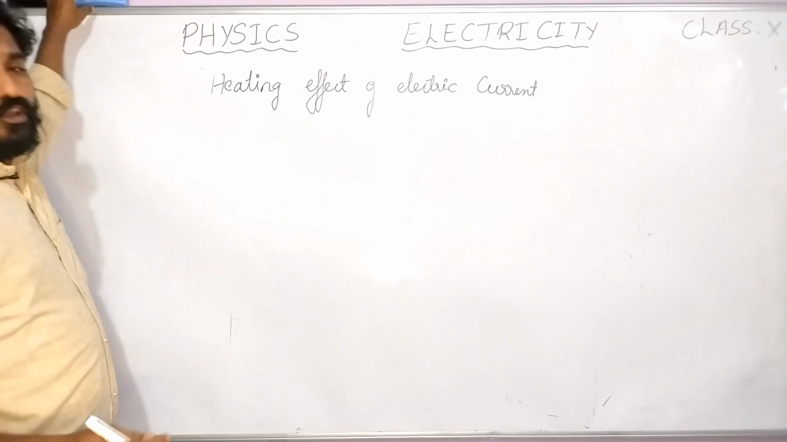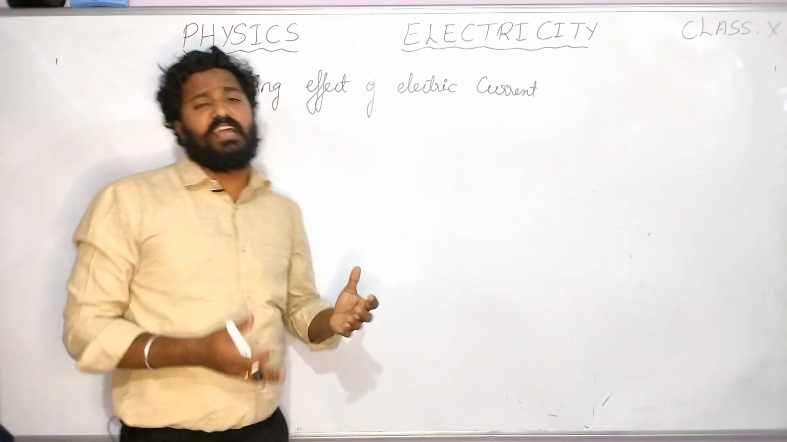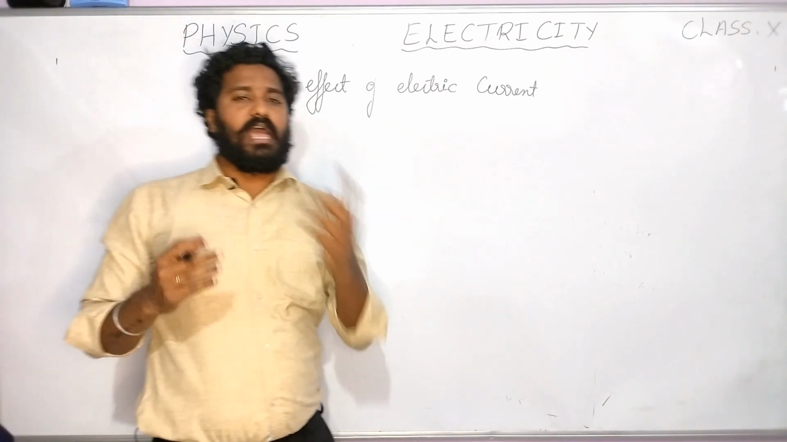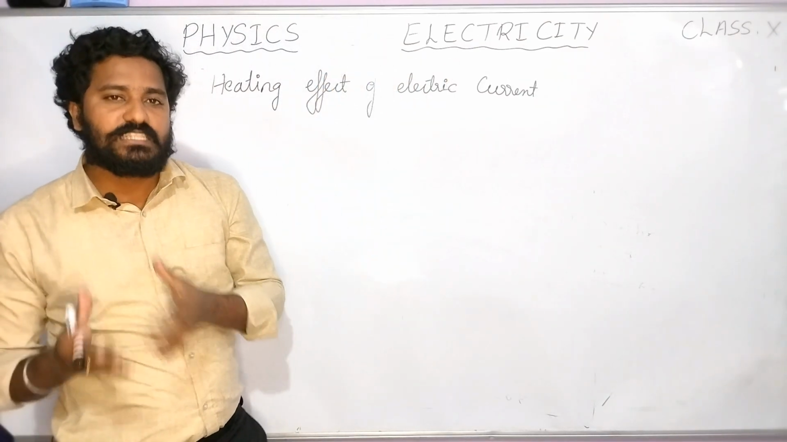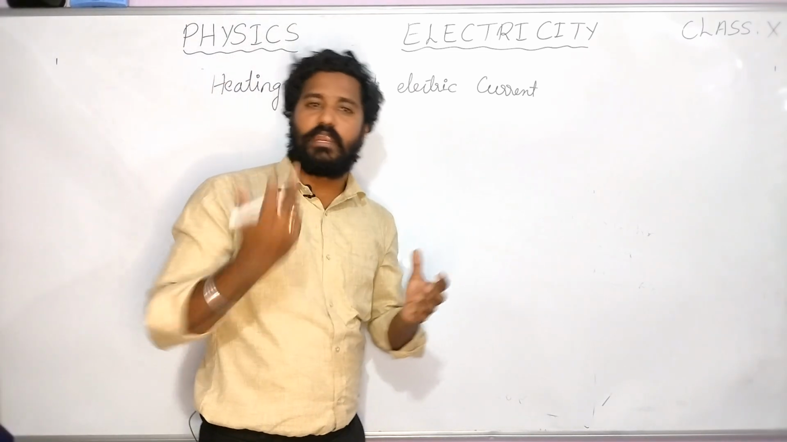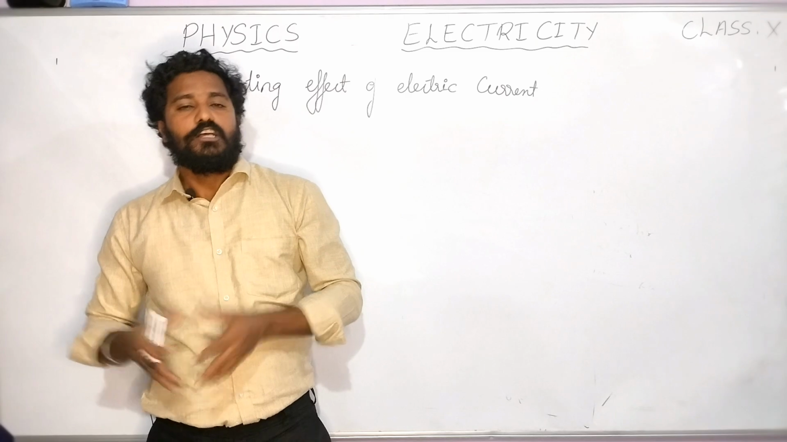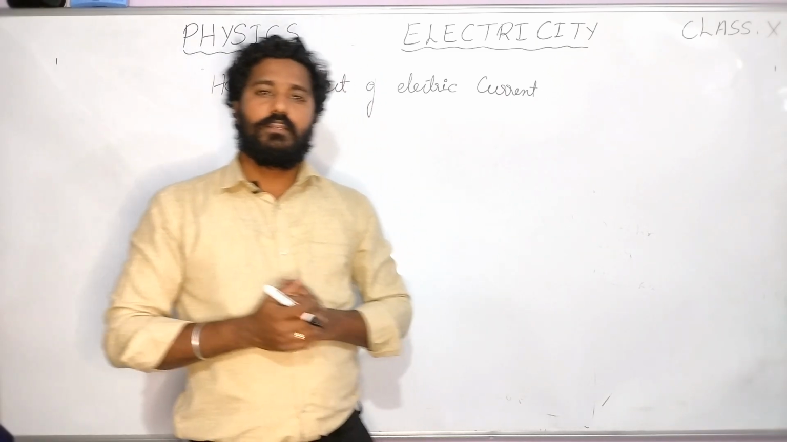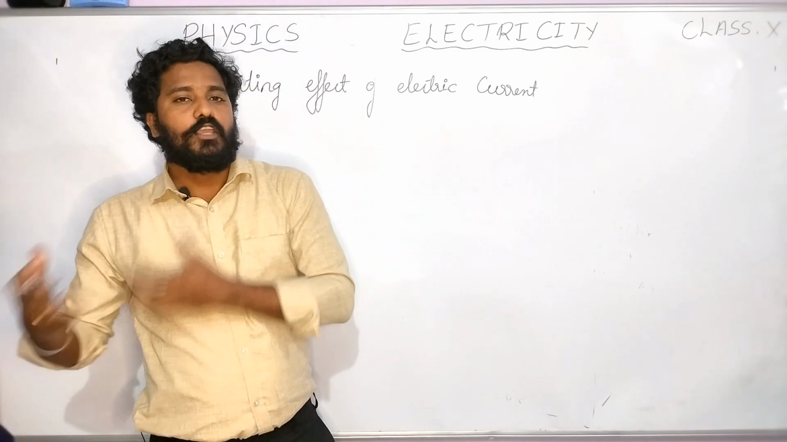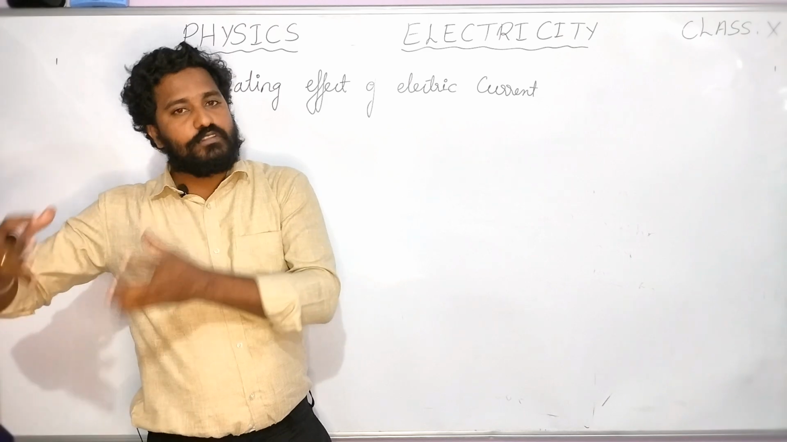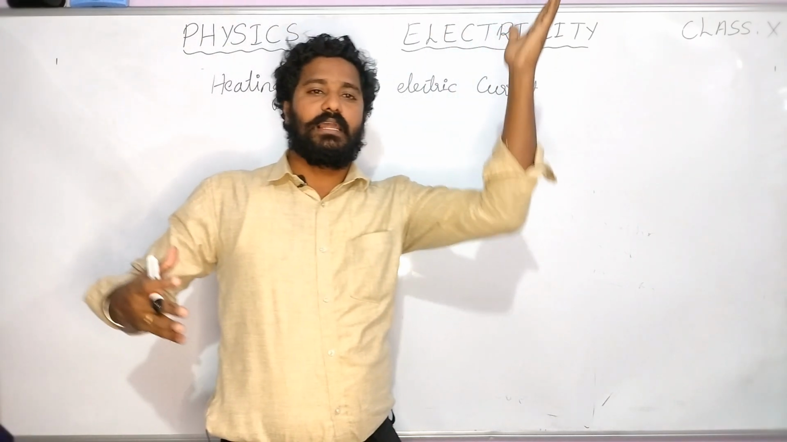Whenever you are using a bulb or a fan, a fan is used to rotate, right? What is a fan? A fan is something which is rotating. That rotation is called mechanical energy. So which energy is it using? It is using electrical energy to get mechanical energy.